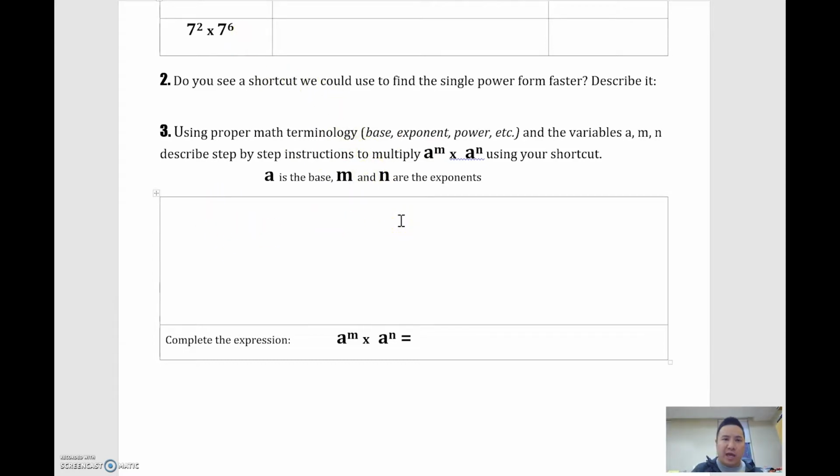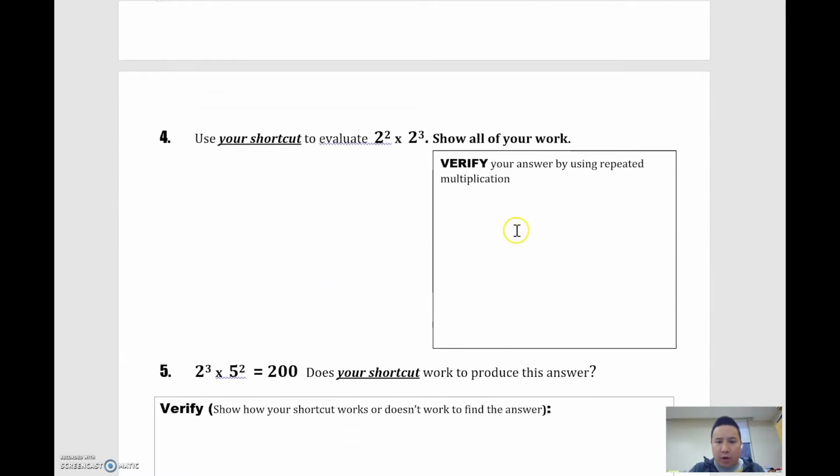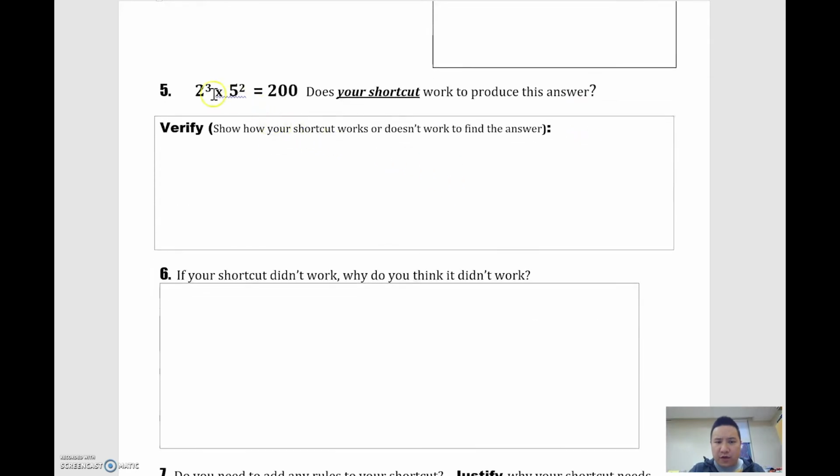So you can use those when you're describing. You say, I took M and I did this with N, and that way you can use the variables to help describe this in general terms. Describe the steps you would take in your shortcut. Then we complete this expression. If we saw something that looked like this, what would it turn into? All right, part 4, they want you to use that shortcut and apply it to this expression here, and then verify to see if you got the same answer. If you were to write this out with repeated multiplication, would you get the same single power at the end?